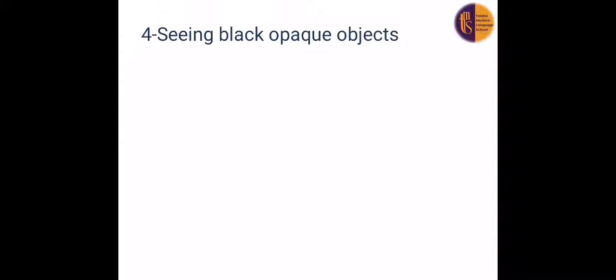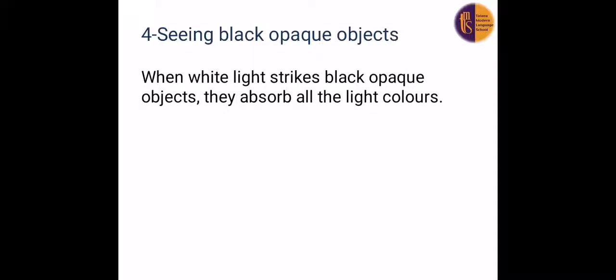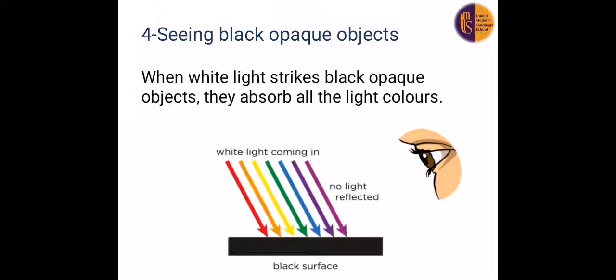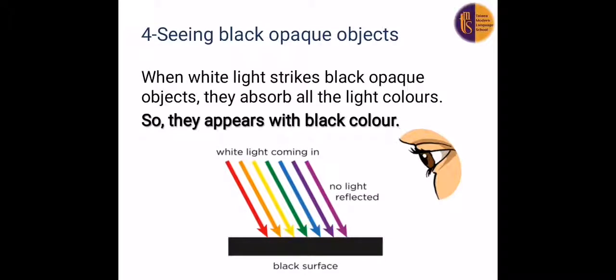Seeing black opaque objects. What happens when the white light strikes the black opaque objects? They absorb all the light colors. Again, when the white light falls on a black opaque object, it absorbs all the light colors. So they appear with black color.